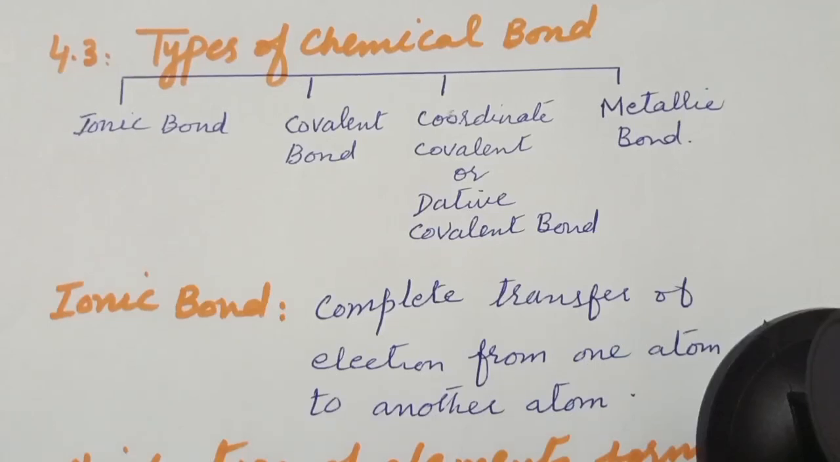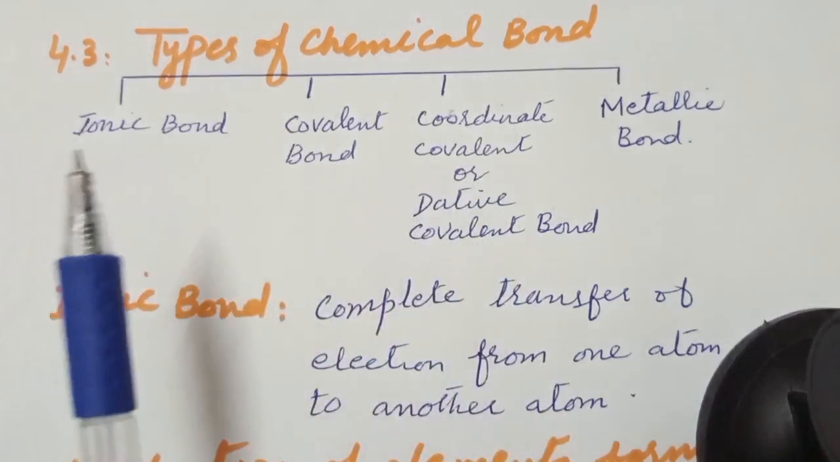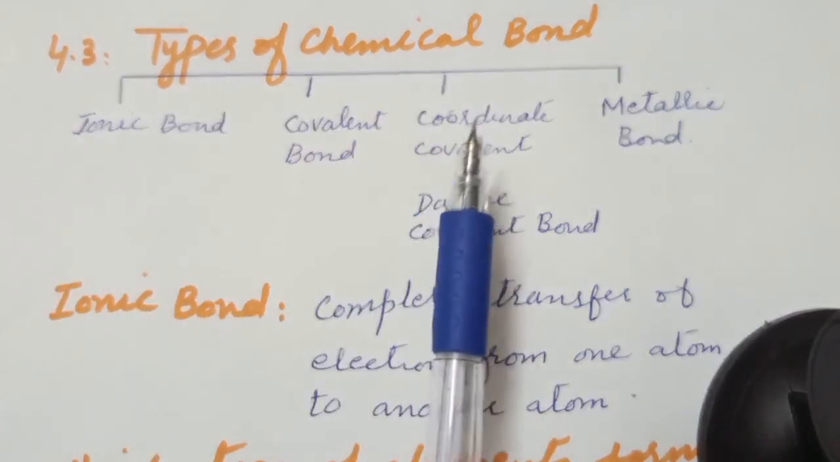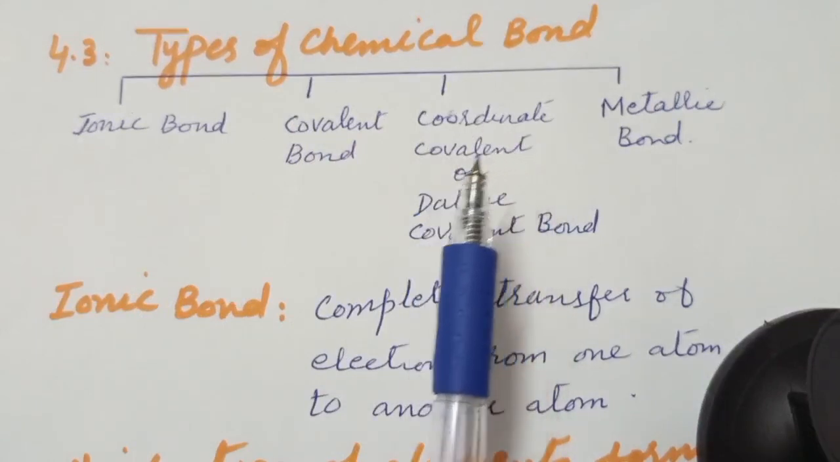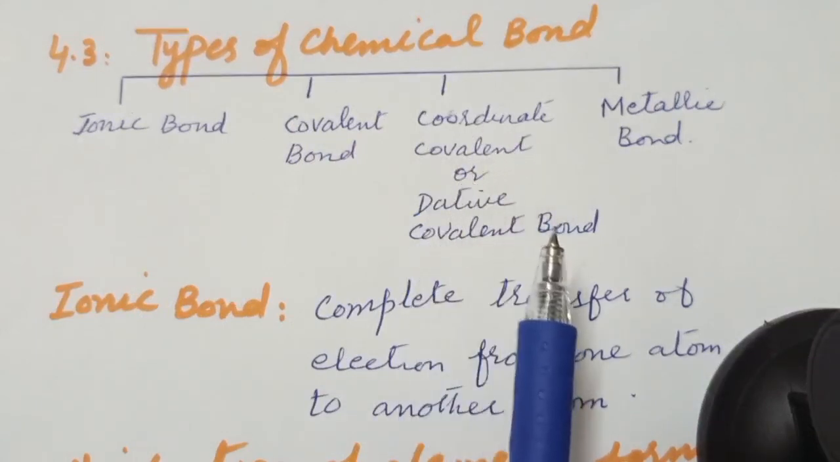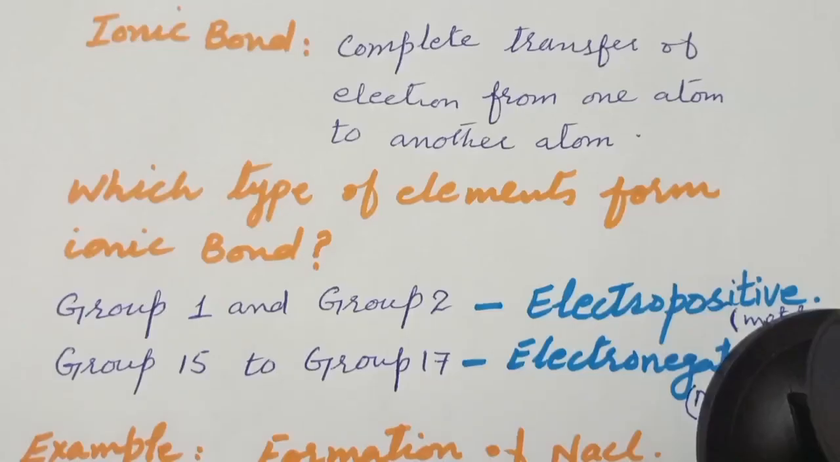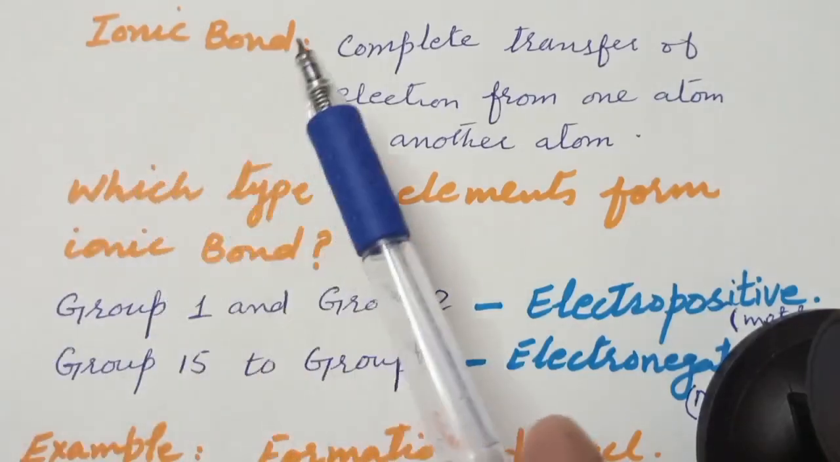Depending on the way how these valence electrons or the bonding electrons are involved in the formation of the chemical bond, there are 4 types of the chemical bond. Number 1 is ionic bond. Number 2, covalent bond. Number 3, coordinate covalent bond, also known as the dative covalent bond. And the 4th one is the metallic bond. Today we will discuss the ionic bond in detail.